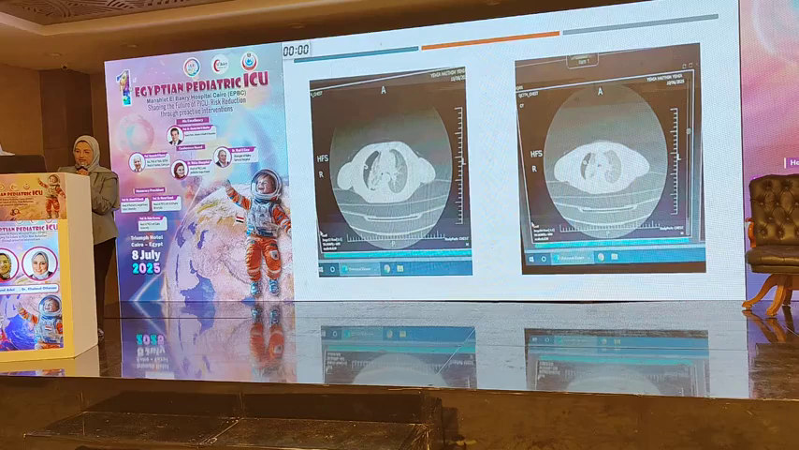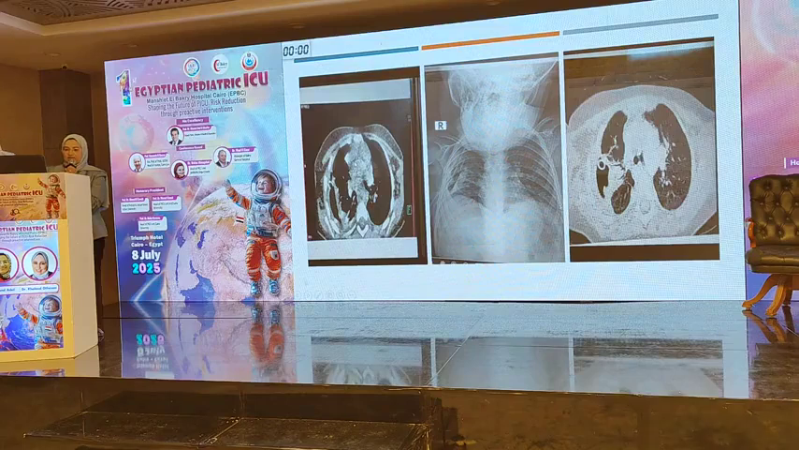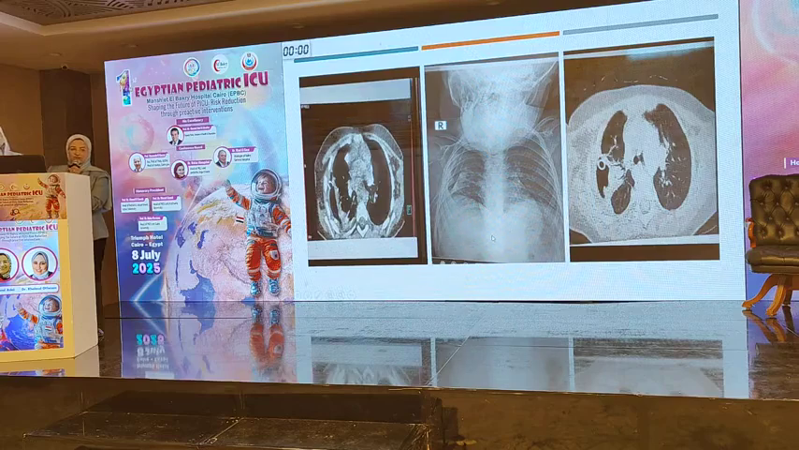And this is the next CT done, showing a rim of pleural effusion and consolidation, but better than before. This is the last CT done to the patient. There is a collection of air and a patch of consolidation, but better than before.